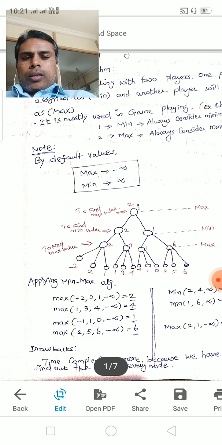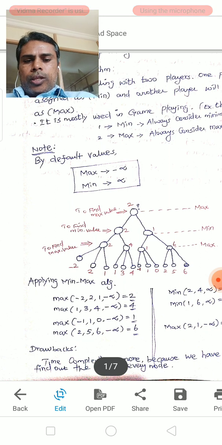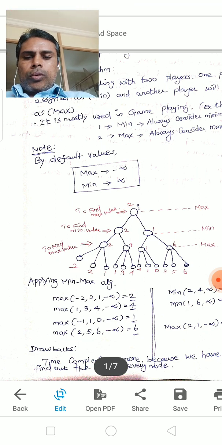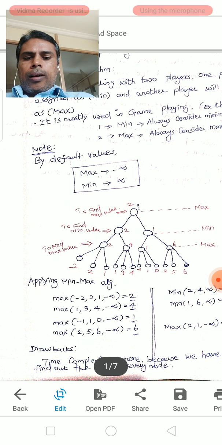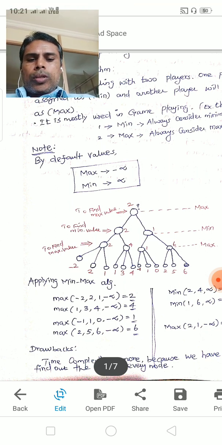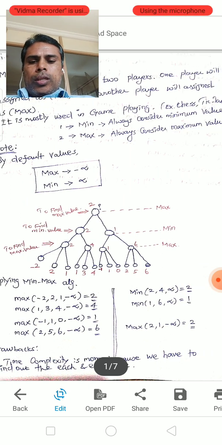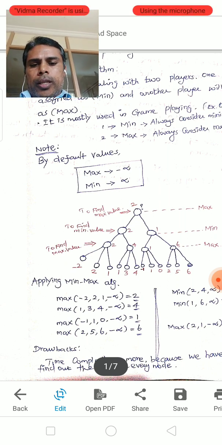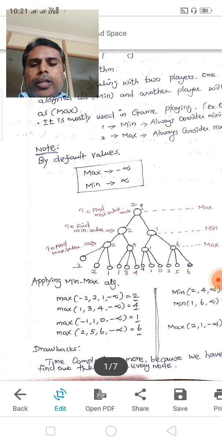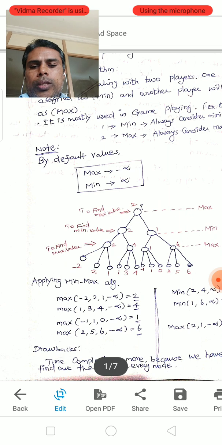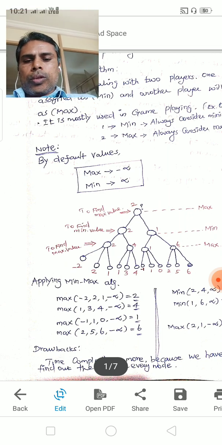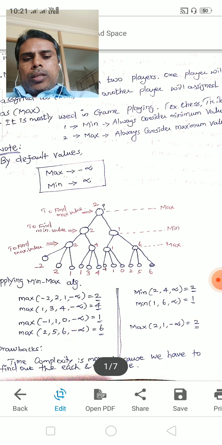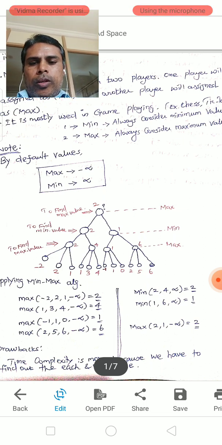For maximum, you consider the values from the left children. The left child has three nodes with a set of values: minus 2, 2, 1, and you should also include the value of minus infinity. From these four values you calculate the maximum value. Which one is the maximum? Among minus 2, 2, 1, and minus infinity, obviously 2 is the maximum. Therefore the value of this node is 2. Here you should update the maximum value, which is the main logic of maximum with minus infinity.